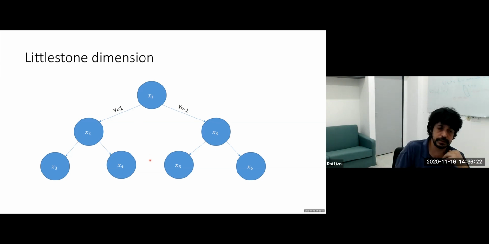So this is the Littlestone dimension: the depth of the largest tree that you can build in this setting, where you are constrained that every path in the tree needs to be realized by the hypothesis class.